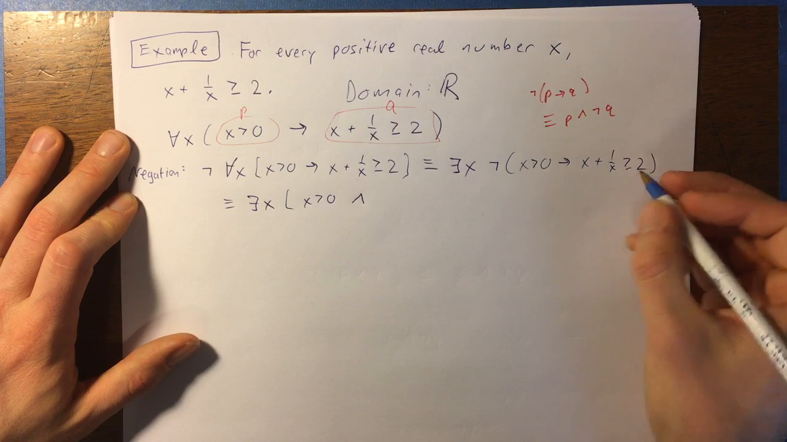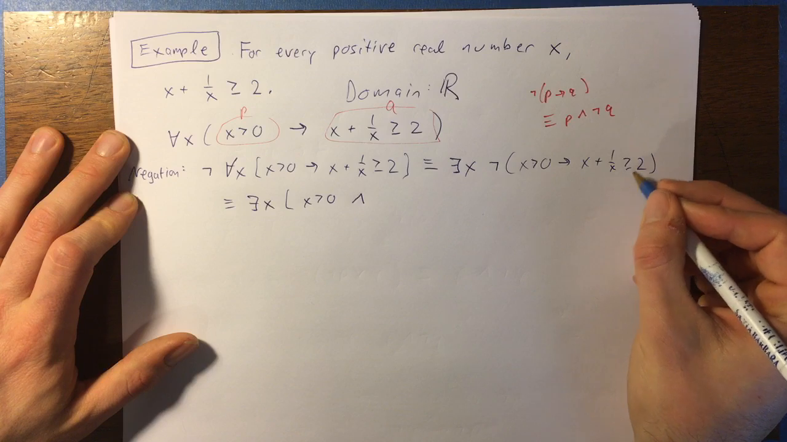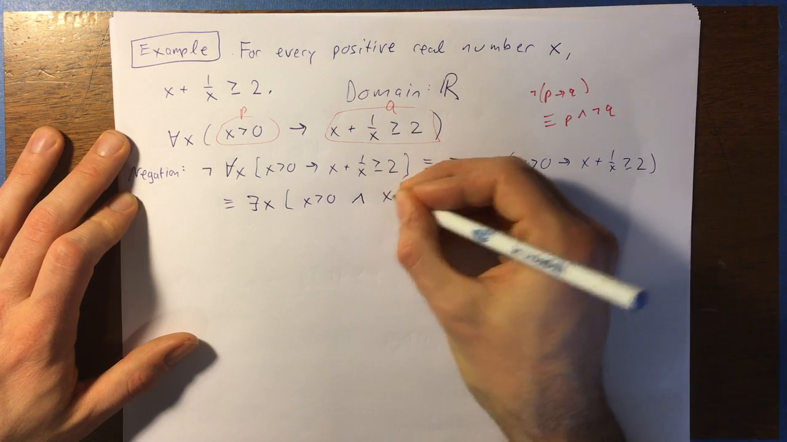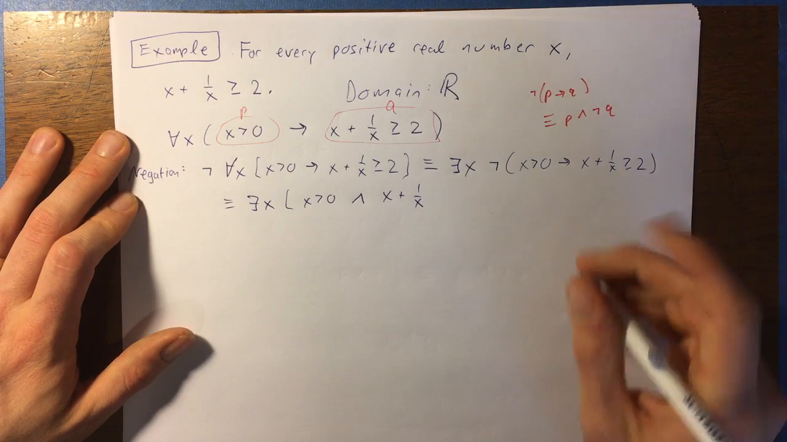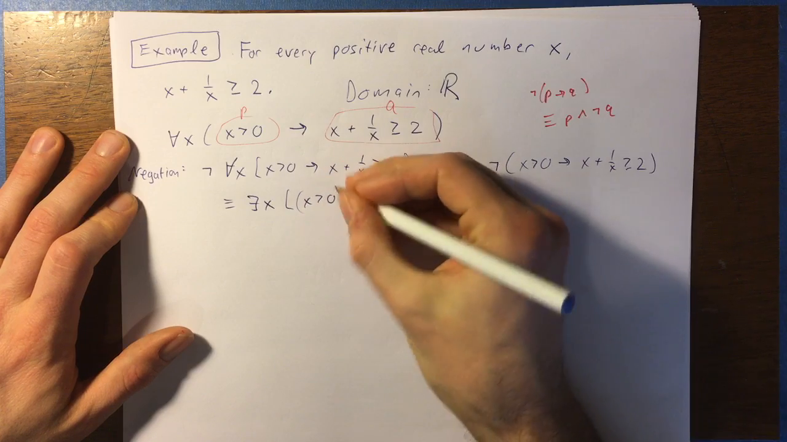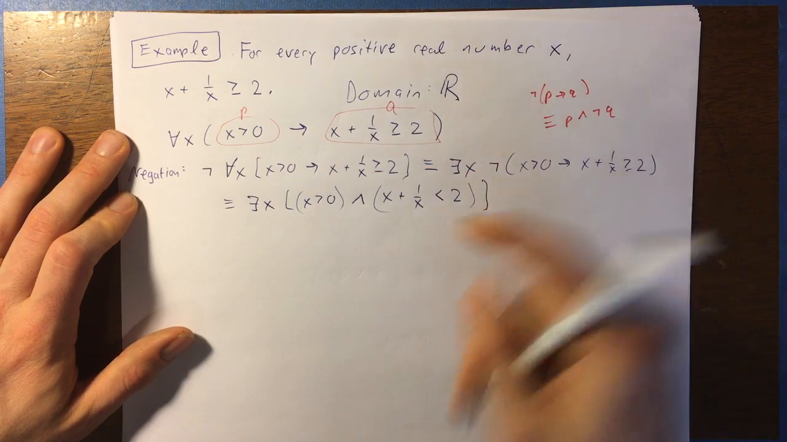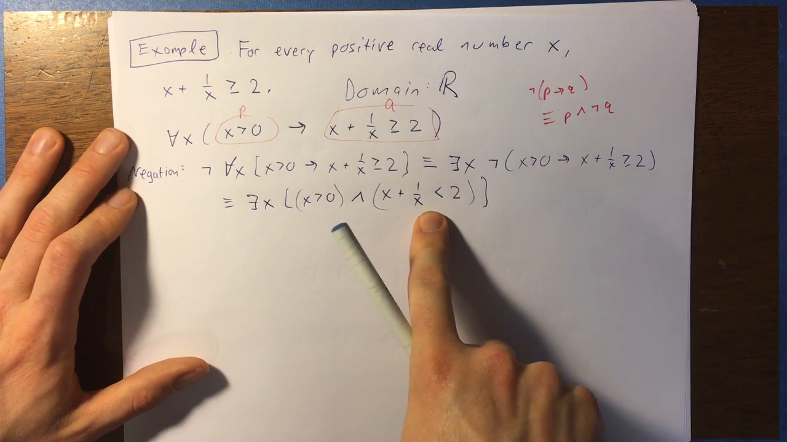Now, how do you say not Q? The negation of x plus 1 over x is greater than or equal to 2 would be x plus 1 over x is not greater than or equal to, but less than 2. Strictly less, right? That is the negation of Q. Negating greater than or equal to gives you strictly less.